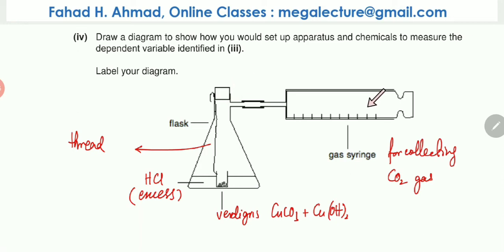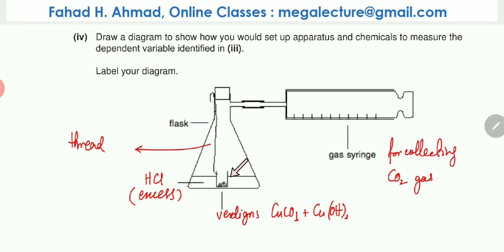Here's my gas syringe, and I'm going to try and collect carbon dioxide gas that's going to be released when verdigris, which I've kept in this tiny tube, or you can say this is my small reagent bottle, reacts. The reason being that I can't open the top of this container and then add verdigris into HCl, because if I add that, then air would enter.